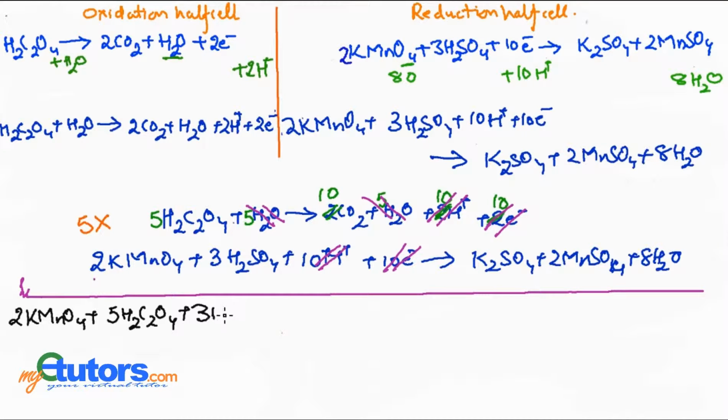Adding the half cells, we get the balanced redox chemical equation. The balanced equation is 2 moles of KMnO4 and 5 moles of oxalic acid and 3 moles of sulfuric acid, which on reaction give potassium sulfate, 10 moles of carbon dioxide, 2 moles of manganese sulfate and 8 moles of water. So this is the method of balancing a redox equation.